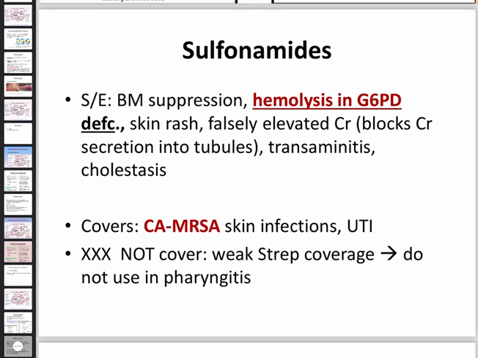However, they have significant side effects like bone marrow suppression, G6PD hemolytic crisis, skin rash, sometimes falsely elevated creatinine levels, transaminitis, and cholestasis. Sulfonamides or Bactrim do cover methicillin-resistant Staphylococcus aureus, making them a good option for skin infections. They also cover most UTIs.